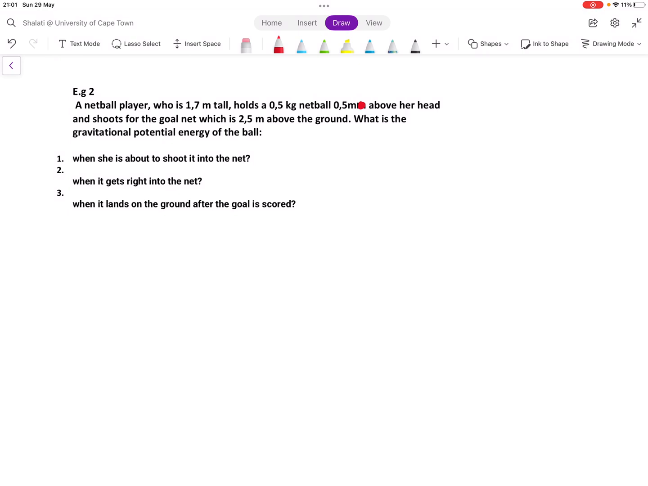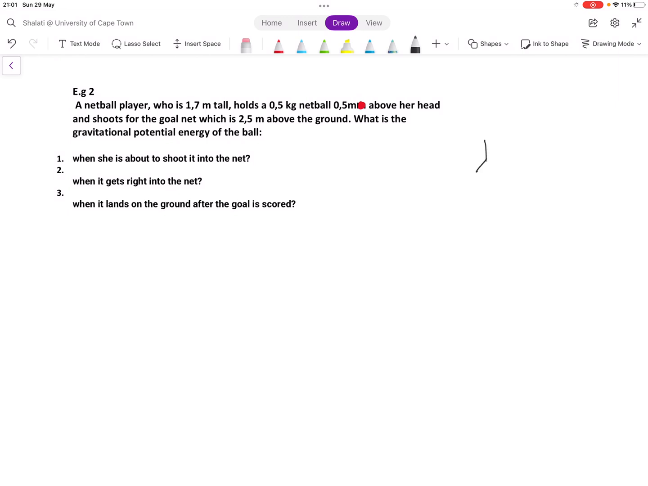This question is divided into three. The first part is when she is about to shoot it into the net, and then the second part when it gets right into the net, and when it lands on the ground. So it usually helps to draw a rough sketch in order to analyze what information is given at what stage. Okay, so I will try to draw something here.